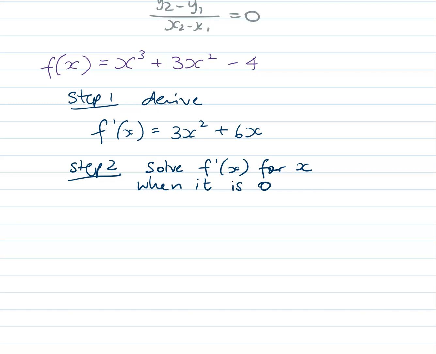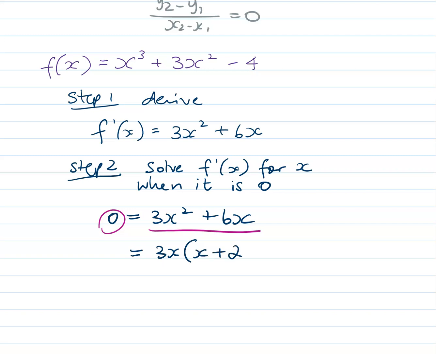When the derivative is 0, the gradient is 0, the slope is 0, all of those. 0 equals 3x squared plus 6x. In other words, our derivative is 0. What is x? Let's work it out. That is equal to 3x outside of x plus 2. And that means that x equals 0 and x equals -2, which is what we expected.